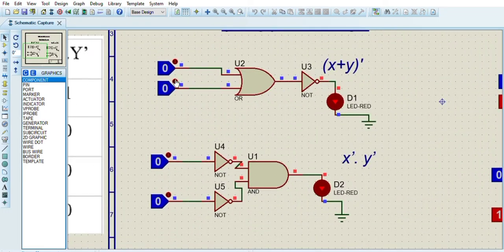So here you can see that if I turn on the logic toggle, then you can see that all the LEDs will be off. So this De Morgan law statement is proved.